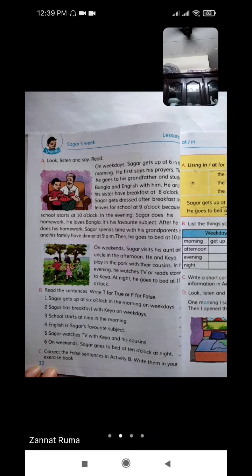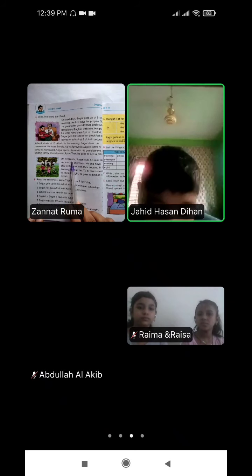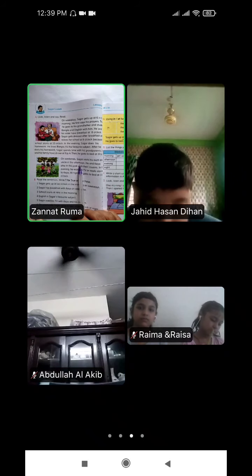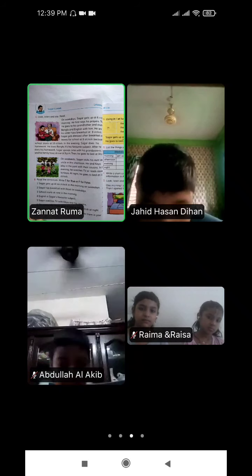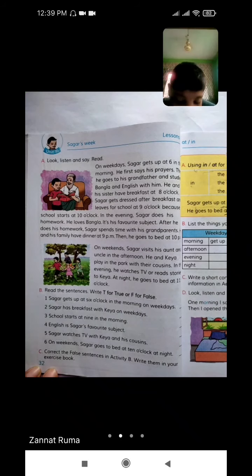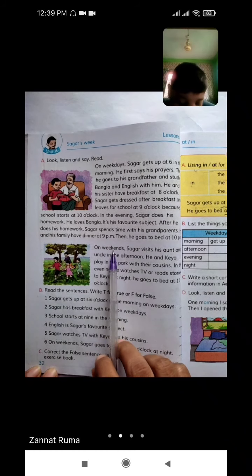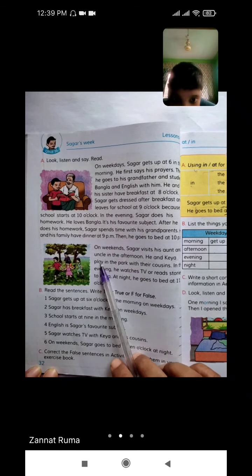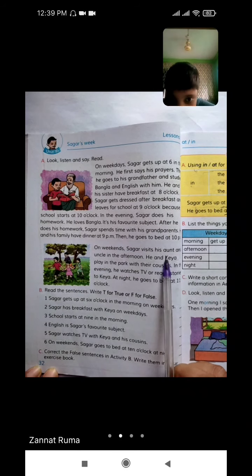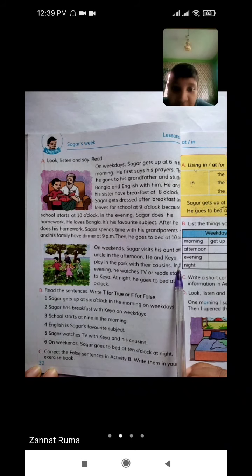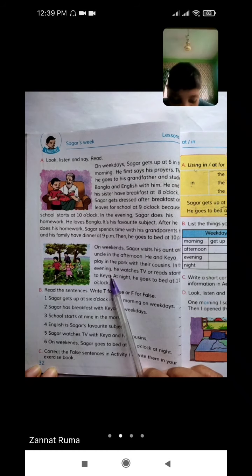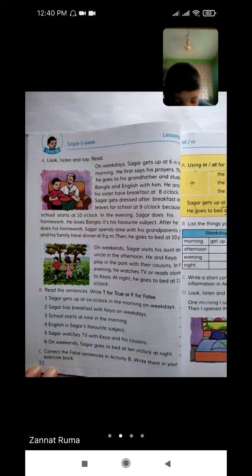Okay, next. On weekends, Shagor visits his aunt and uncle in the afternoon. Weekends means Friday, the weekly holiday. He and Kea play in the park with their cousins. Kea is his little sister. In the evening, he watches TV or reads out stories to Kea, his little sister.